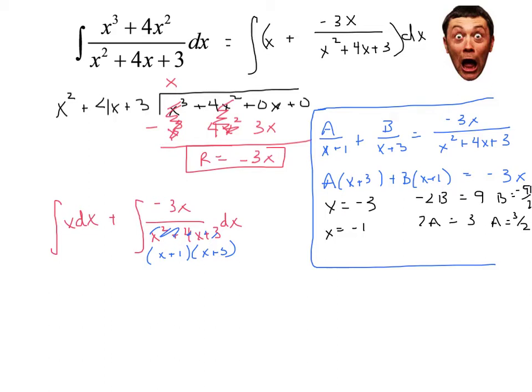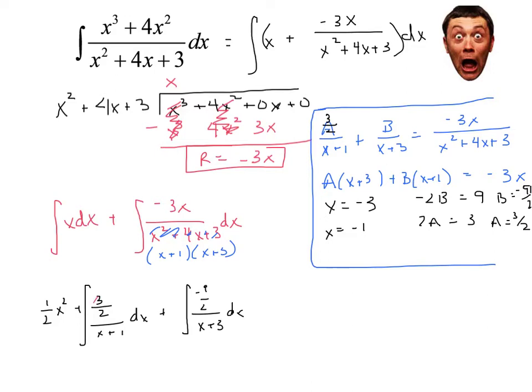So now, let me go back. I'm even going to do the antiderivative. So 1/2 x squared plus, so A was 3/2, so it's going to be 3/2 over x plus 1. I still should have the integral there, like that. dx plus negative 9/2 over x plus 3 dx.